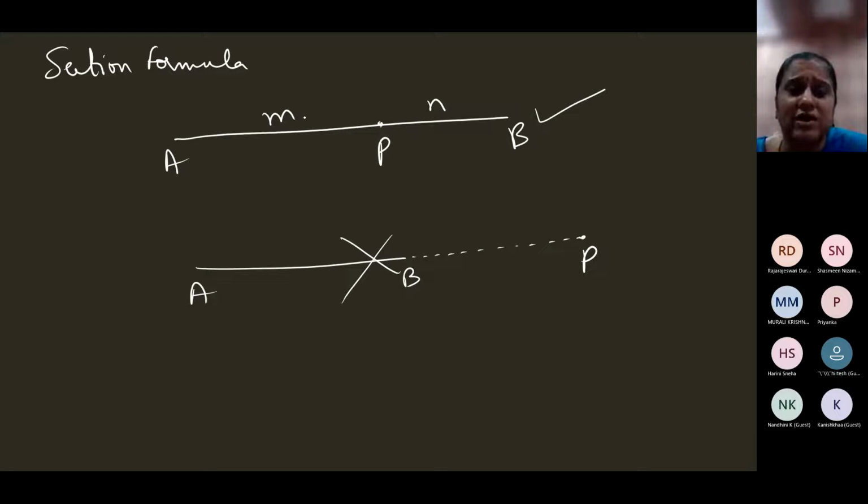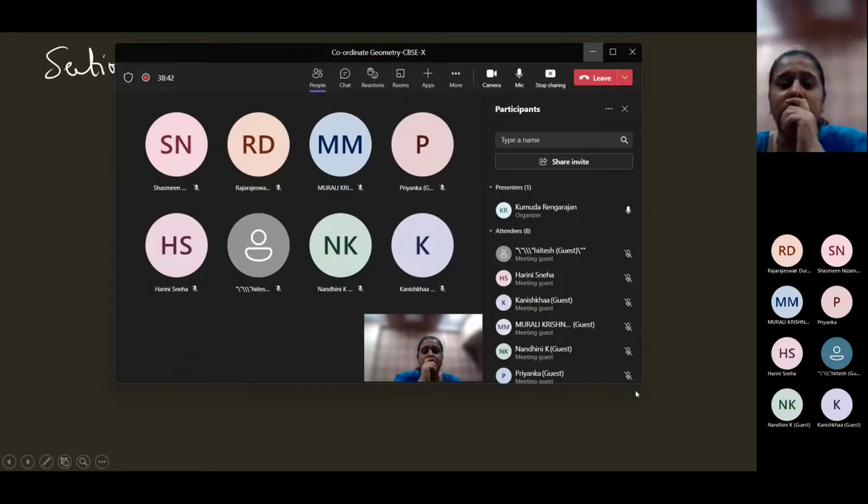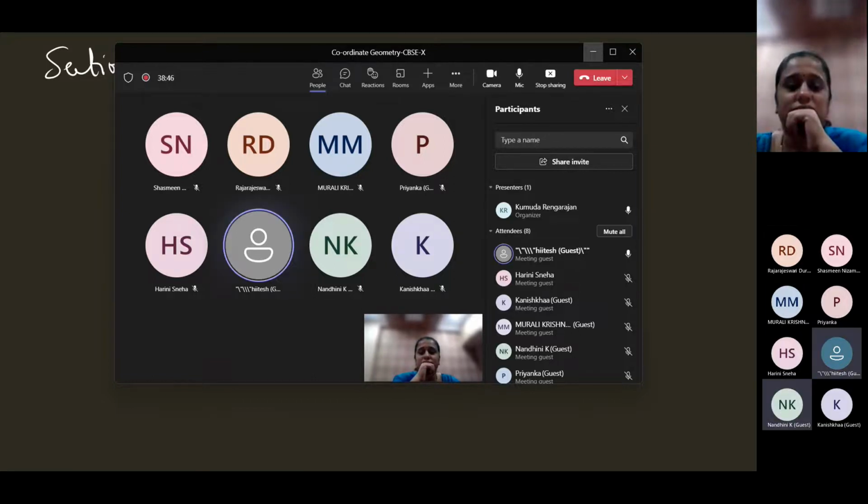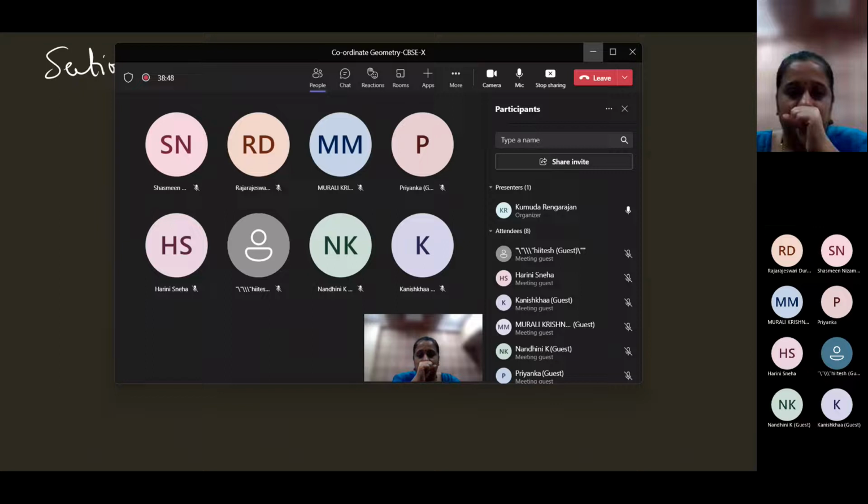Or do you take it as M1, M2, children? Is it M1, M2 or M is to N? M is to N. M is to N, is it?